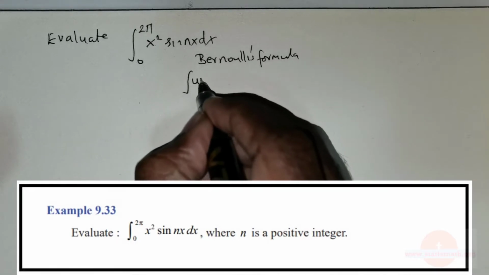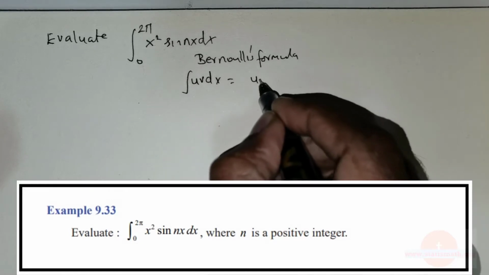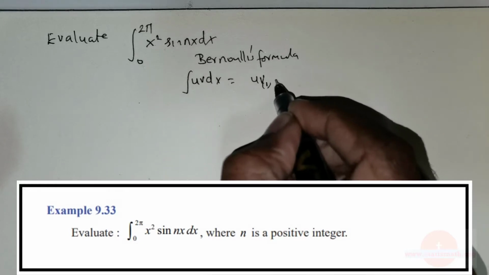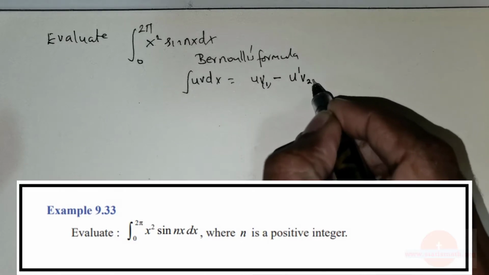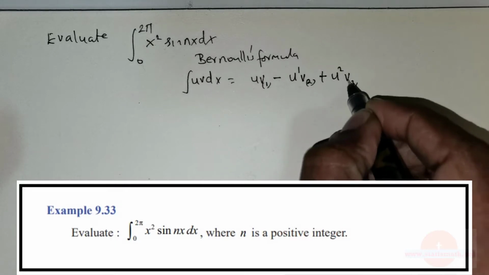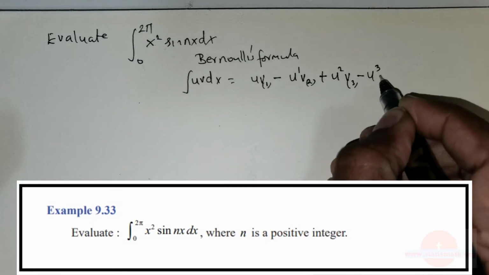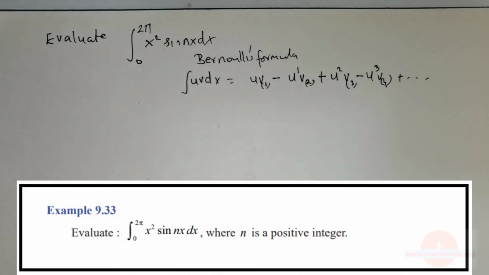If you are expected to integrate uv dx, then we would have u v1 negative u1 v2 positive u2 v3 negative u3 v4 and so on it goes.